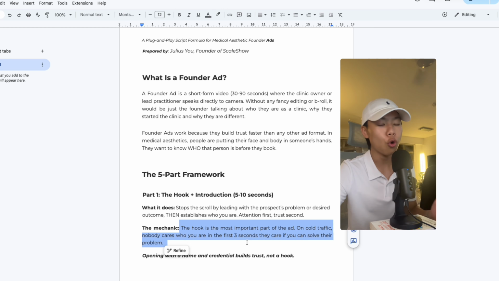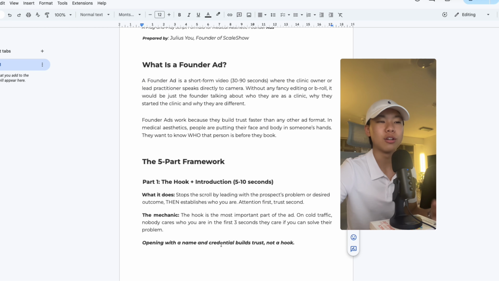On cold traffic, nobody cares, right? Nobody cares who you are in the first 3 seconds of the video. They only care if you can solve their problems or not. Okay, so opening with a name and a credential builds trust, but it's not a hook. So you don't really want to put your name and credential first thing into your founder ads. You want to have a hook.